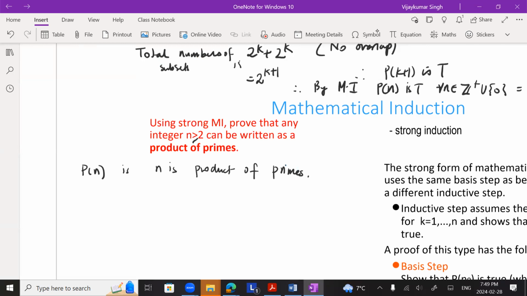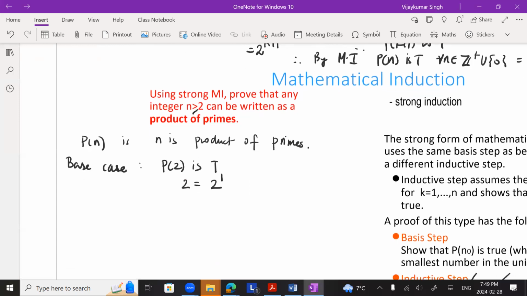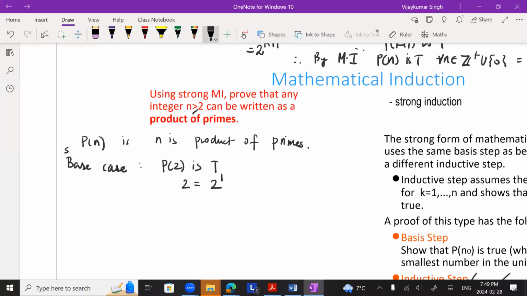Okay. So now the base case. The base case is P of 2 is true. Why is that true? Because 2 can be written as 2 to the power 1. So it can be written as a product of primes. Does that make sense for the base case? Yeah. So that's step 1.